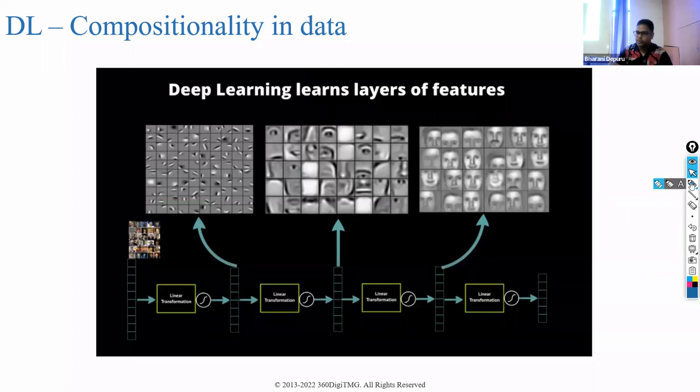Let's take yet another example to understand the compositionality aspects of deep learning. When you supply, say, human faces, first of all, you'll have the input layer.